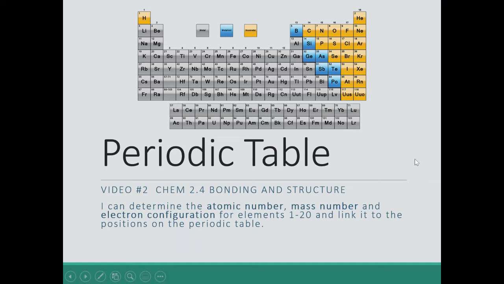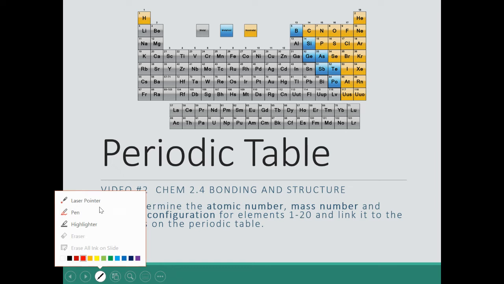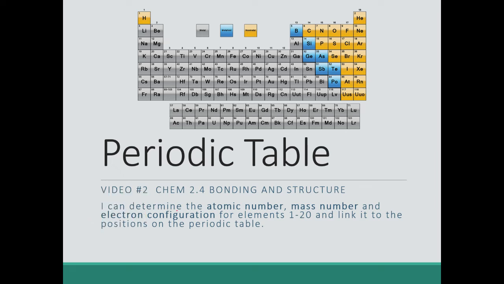So this video follows on from the first video, which was about subatomic particles, protons, electrons, and neutrons. You need to watch that one first, and then this one is going to show you how those subatomic particles are linked to the periodic table. This video is about determining how you find the atomic number, the mass number, and therefore the electron configuration for elements 1 to 20 and linking it to the positions on the periodic table.